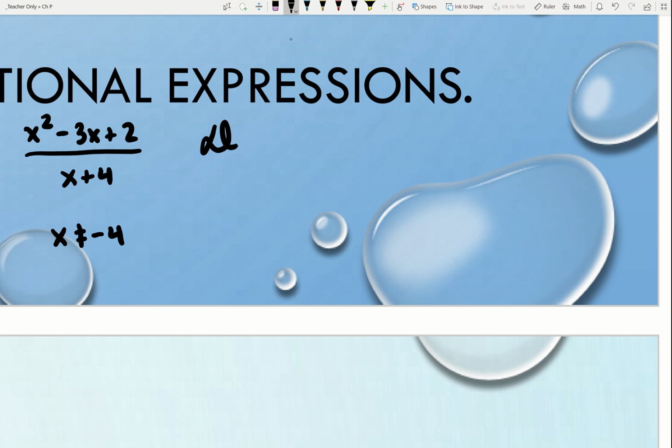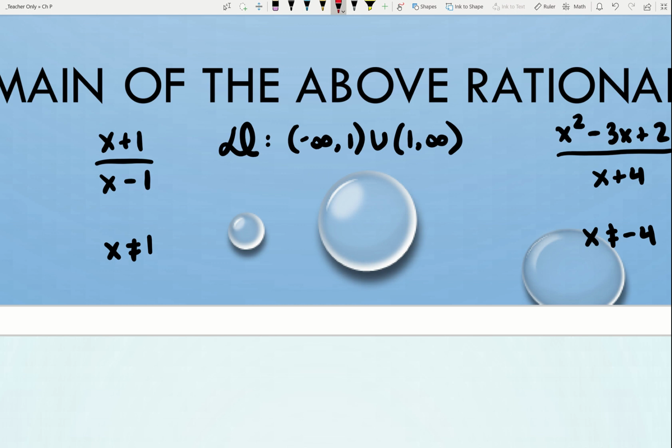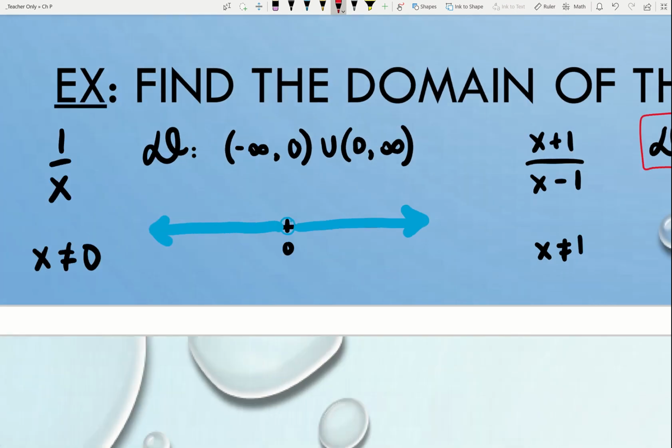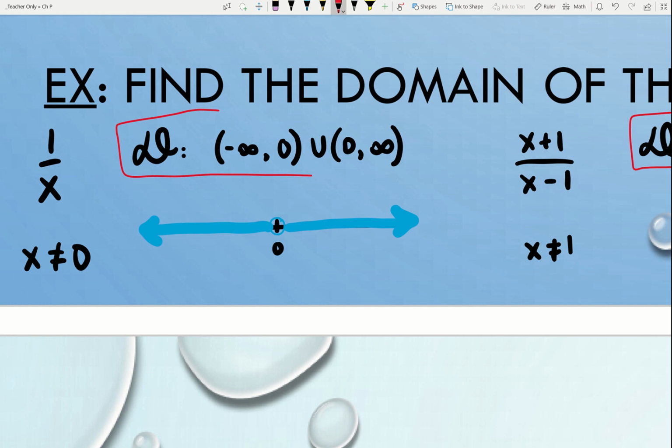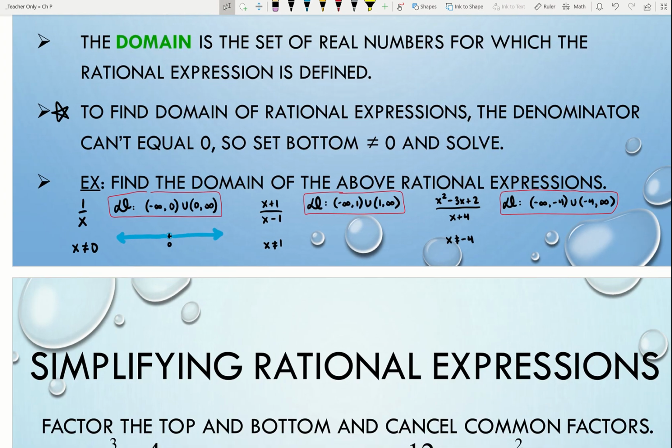And so our domain here, again, is going to be set up almost identically to the other ones. It's just going to be the open interval from negative infinity all the way to negative 4, and then we will unite that with the open interval from negative 4 all the way to positive infinity. So when they ask us for the domain of each of these functions, they're all very similarly written. We just need to find that problem value that's going to make the denominator equal to 0, and say that our domain is everything but that value. Okay, so that's pretty straightforward.